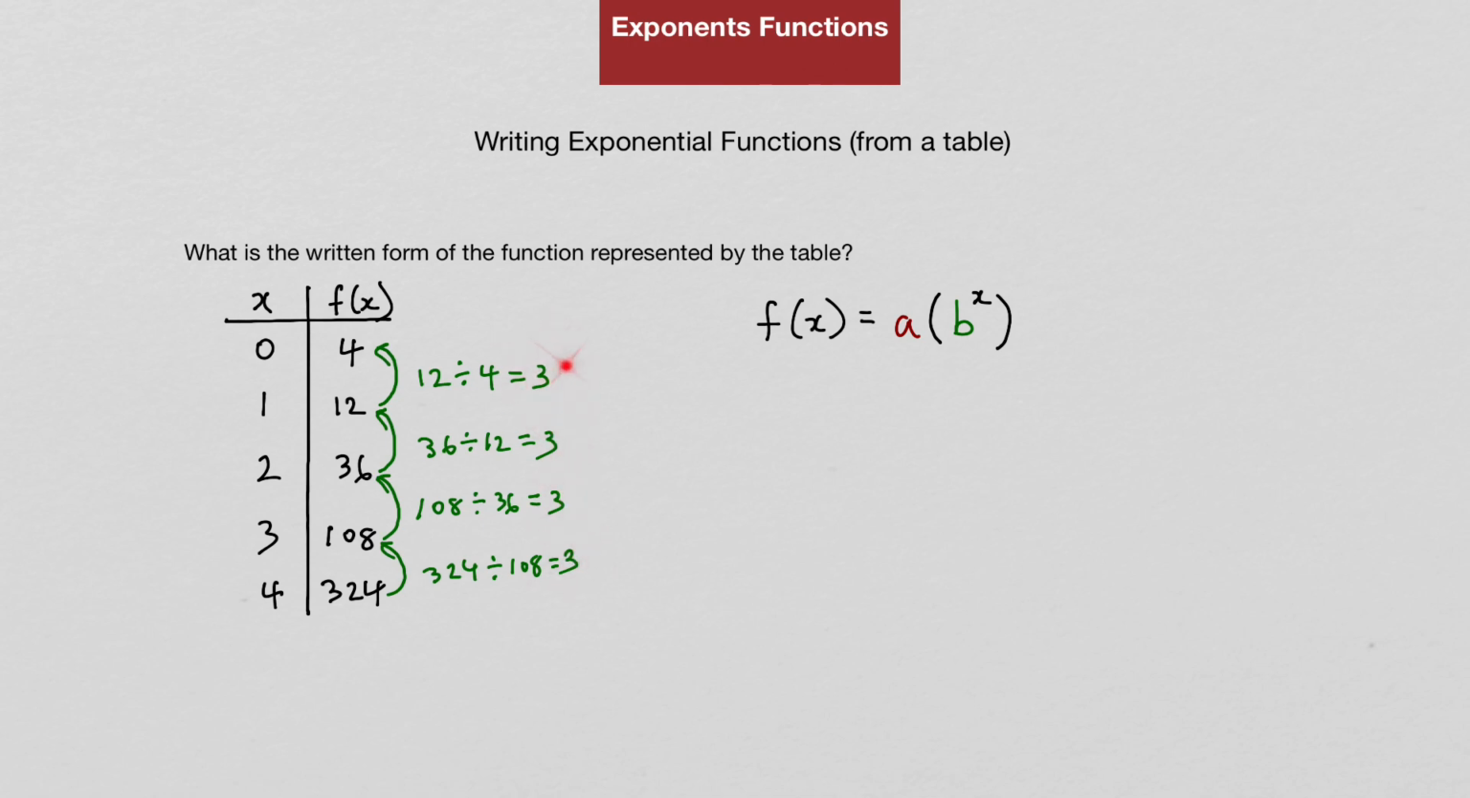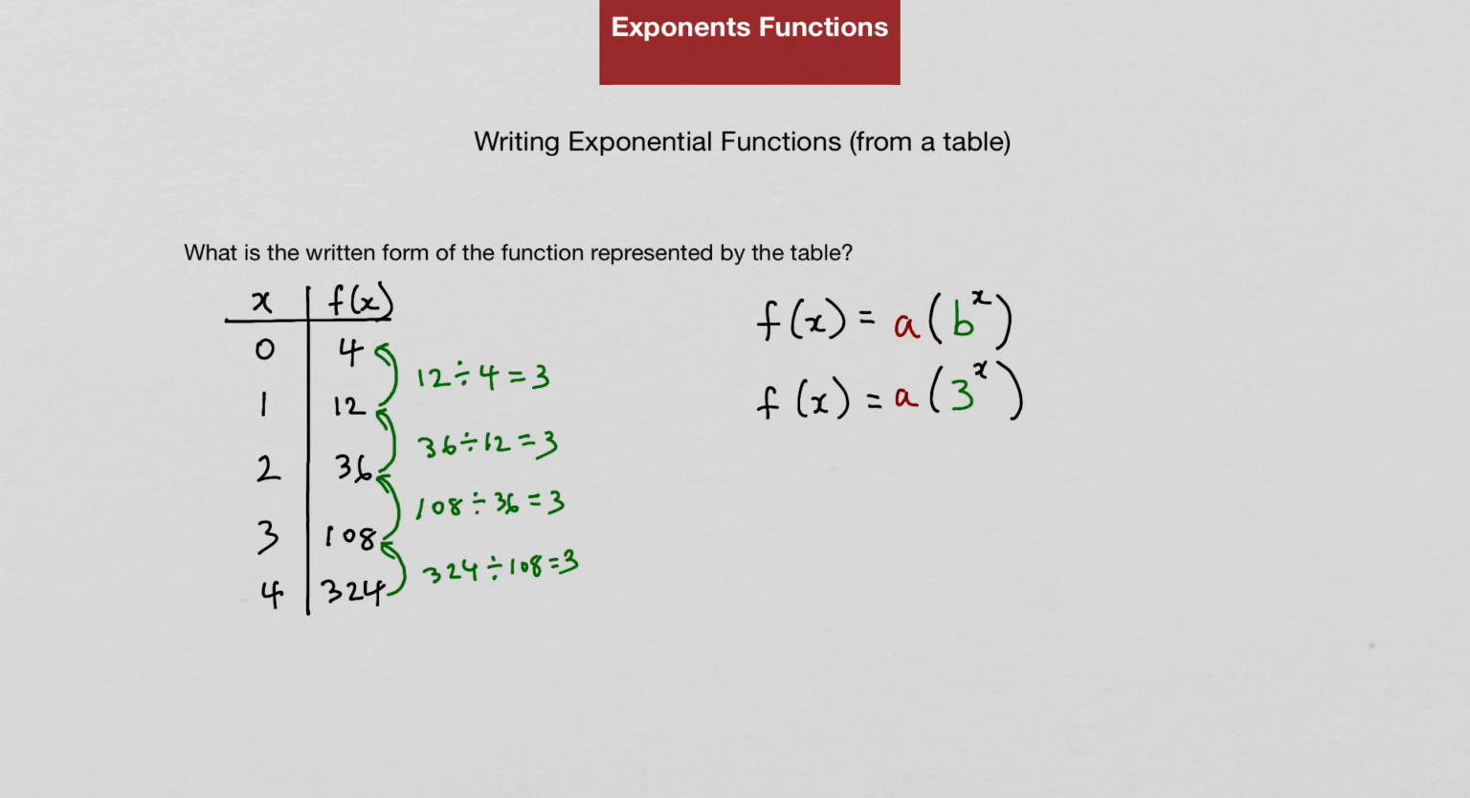So now we found the value of b right here. Okay, so we can go ahead and insert that. So our function so far is f of x is equal to, we don't know what a is, so we're going to just say a, but we do know what b is. Okay, b is now 3 to the x power. Okay, and now the last step is to find a.